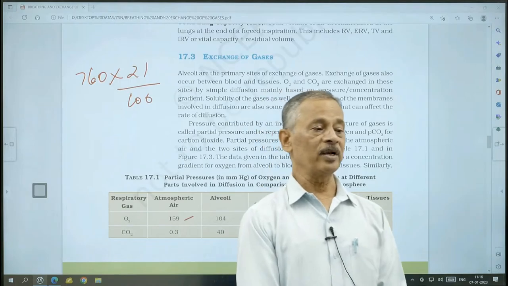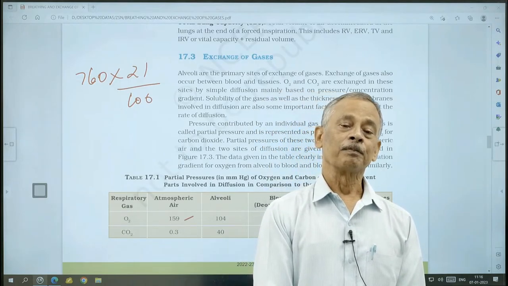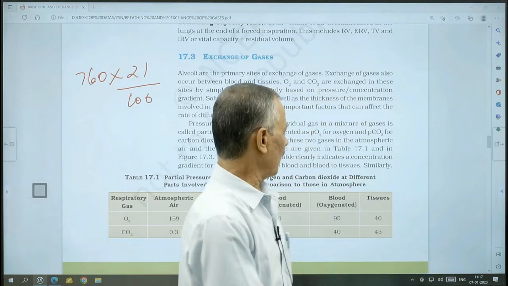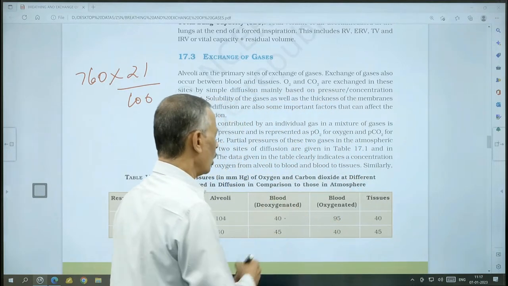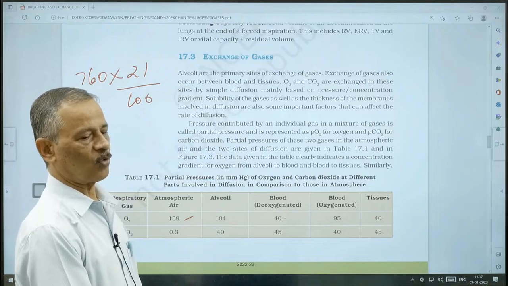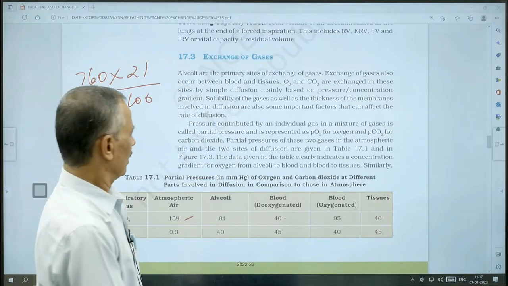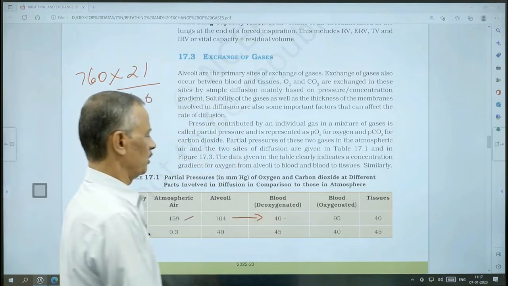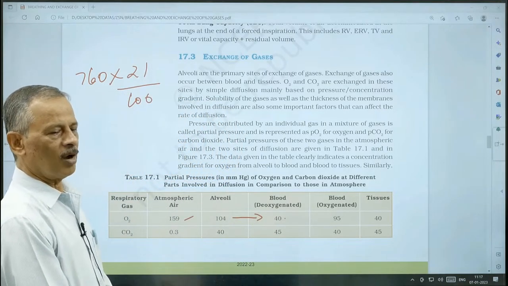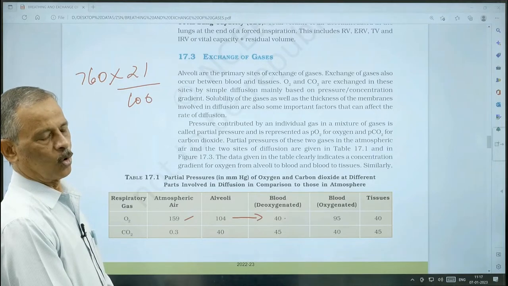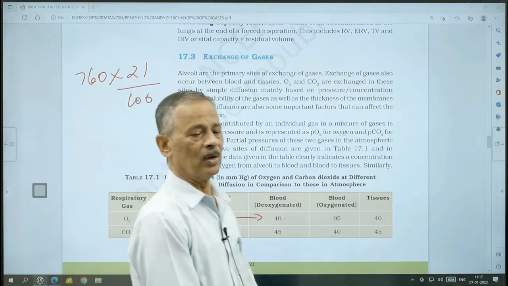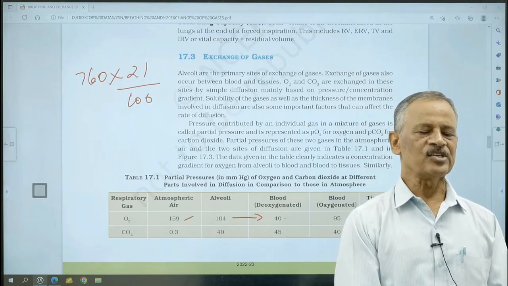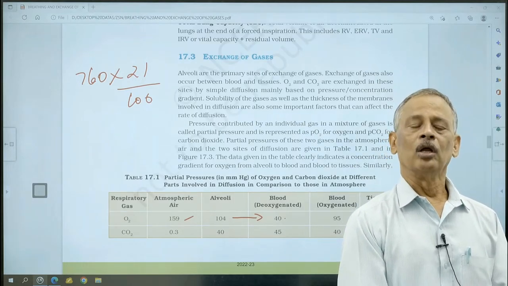What type of blood is reaching? It is the impure, deoxygenated blood. That deoxygenated blood has only 40 partial pressure of oxygen. So there's a steep gradient, 104 to 40. Because of that pressure gradient, oxygen will diffuse in, and the conditions are ideal for diffusion.